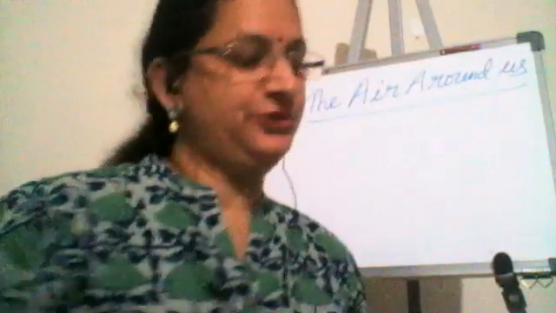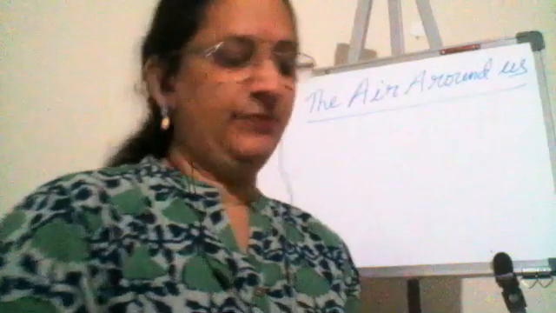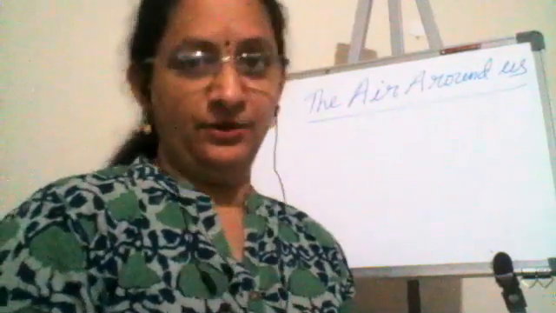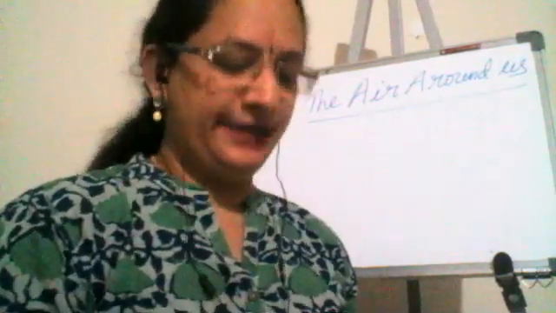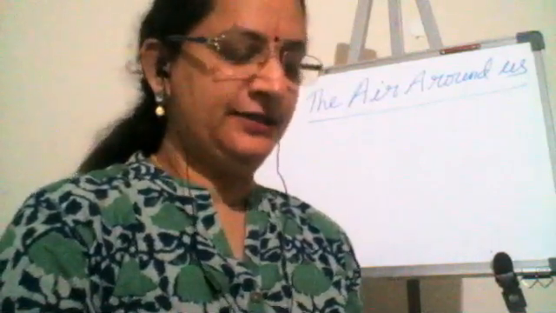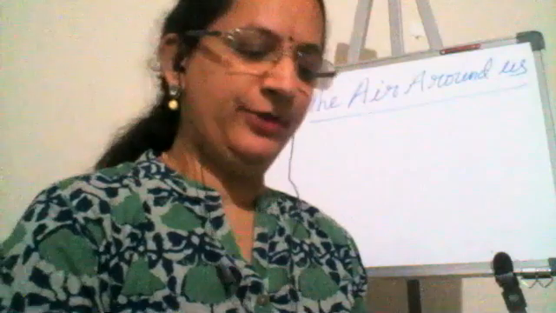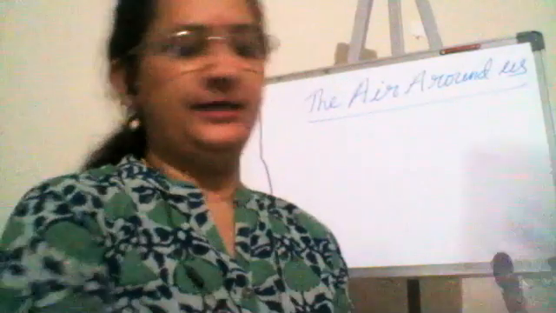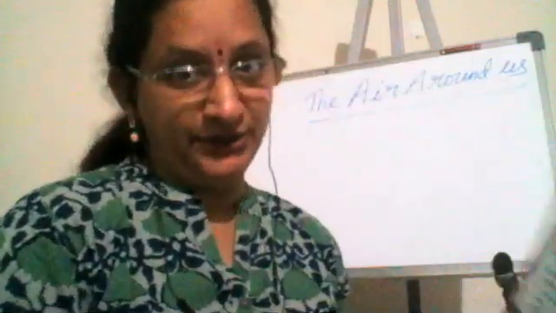Good morning, grade 2. Today we are going to complete lesson number 2 for term 2, that is the air around us. In the last lesson, we have just learned up to water changing into vapor due to the sun's heating. Up till here we have learned. And I told you to draw this diagram also. I'm sure everybody has drawn the diagram. Show me your thumbs. Very good.